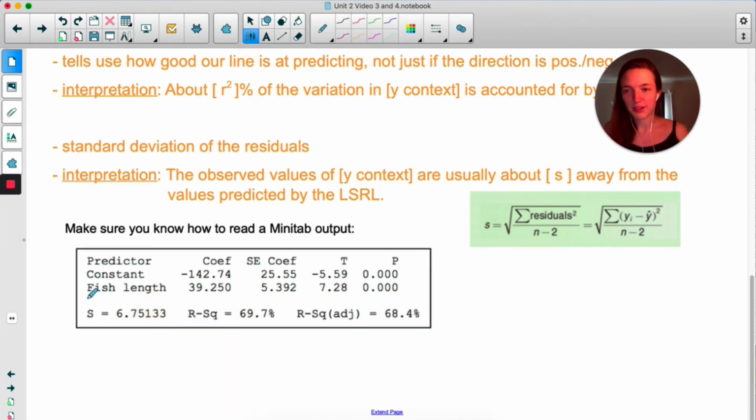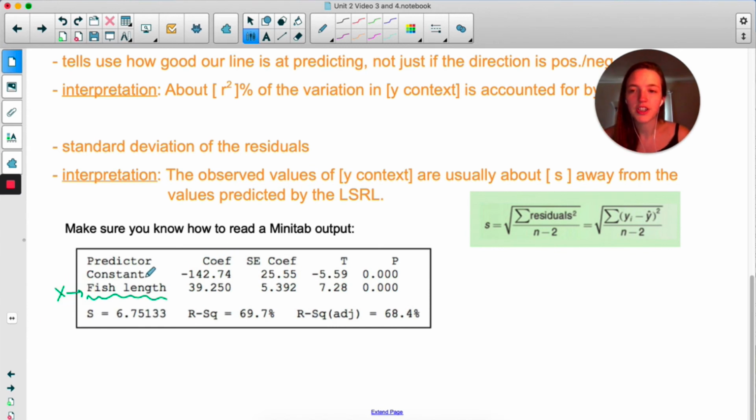Now clearly this is a different example because we're talking about the length of fish. I can't remember what the y variable was. It was like length of fish and it was something gross. It was maybe like number of eggs produced or something weird like that. But this is our x variable, and then this COEF stands for coefficient.